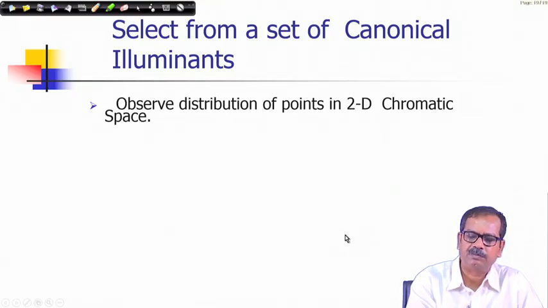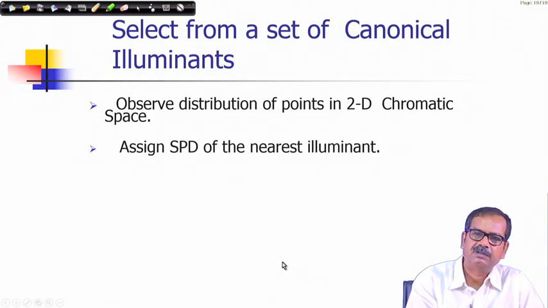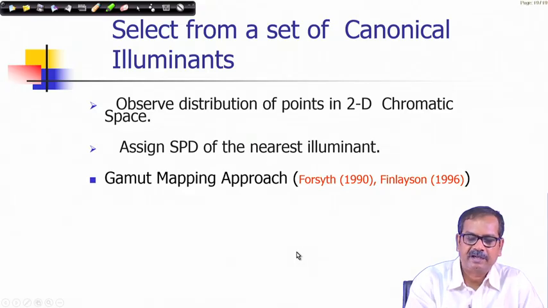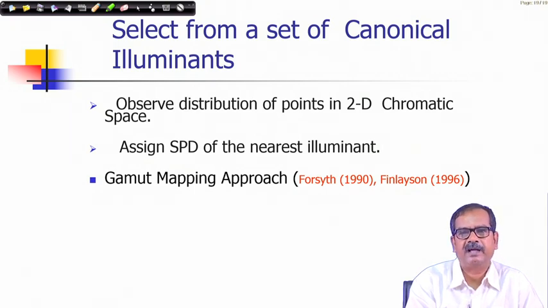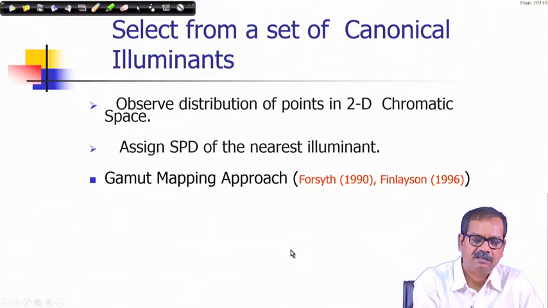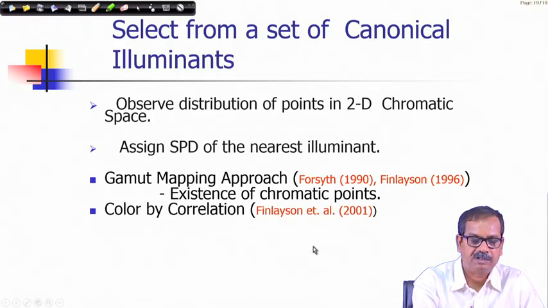So, it is the observed distribution of points in 2D chromatic space. You can even do it in 3D chromatic space, that means including intensities. Then you can assign the spectral power density of the nearest illuminant to them. There are approaches like gamut mapping. As we have discussed, the xy chromaticity chart gives you a gamut, that means the distribution of points in this particular space should lie in a triangle, and from there you can compare that distribution with the distribution of the canonical illuminants. So, the existence of chromatic points is important.